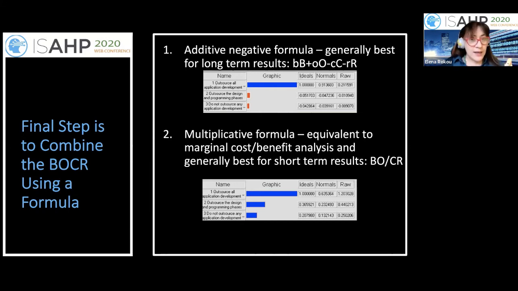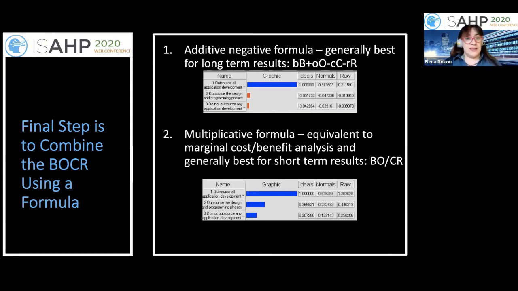And that's why in BOCR, I want my most expensive alternative to be the one with the highest priority, because in the formula, I'm going to use the negative sign. And the same goes for the risk. The most risky alternative, I would like to be the one that has the highest priority in BOCRs.